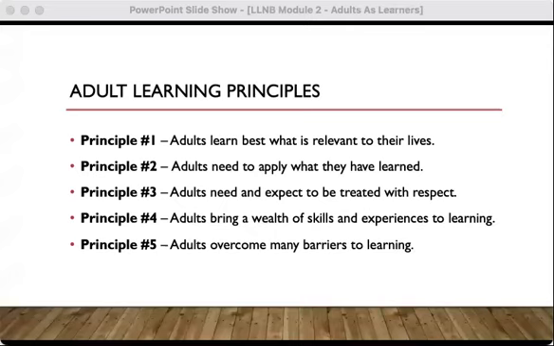Number 4, adults bring a wealth of skills and experiences to learning. Each adult learner brings a lifetime of experience, problem solving, negotiation, and accomplishment to the learning situation. Learning is much easier when you make use of these skills and connect the learner's experience to what is being taught. And finally, principle number 5, adults overcome many barriers to learning.